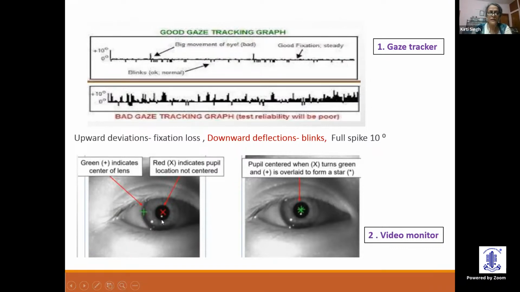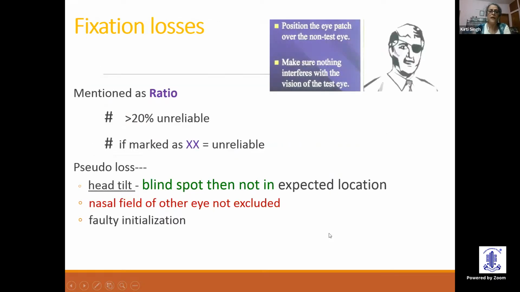In the new machines, the video monitor shows very nicely a green cross or a red one, and if the patient is centered, it will have a green star. So the perimetrist can see very well. Now the fixation losses are mentioned as a ratio. What is unreliable? You'll always be asked, is this field reliable or not reliable? More than 20% is unreliable, and they're usually marked as XX. Pseudo loss is there if there's a head tilt.